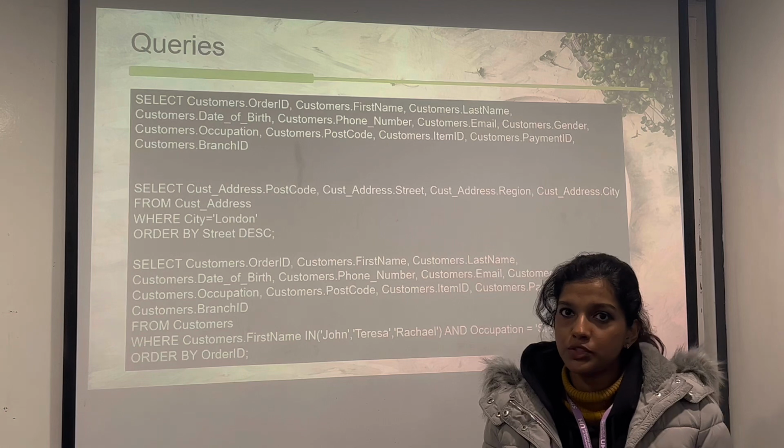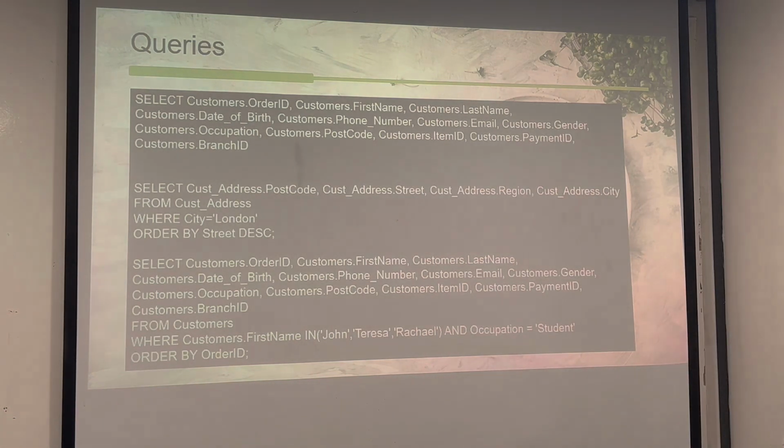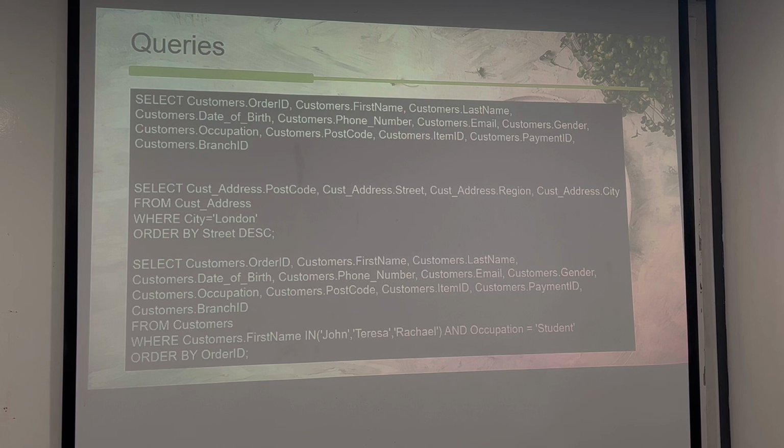Hi, I'm Sneha. I'm here to discuss the SQL queries. These are the queries which we use to extract the data. We select customer ID, customer first name, customer last name, phone number, date of birth, email, gender, occupation, postcode, item ID, payment ID, and branch ID from the customer table. We also filter by customer first name in John, Teresa, Rachel, and by occupation as student, and order it by order ID. Now the next slide will be taken by Victoria.